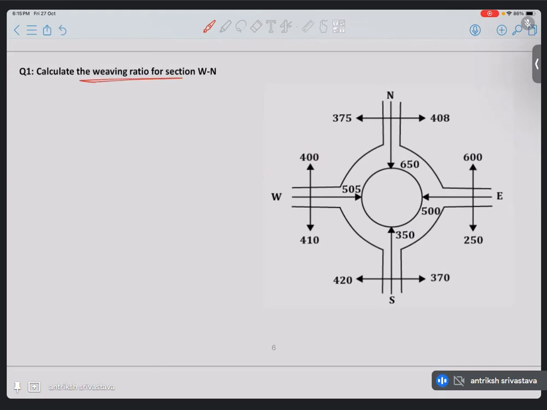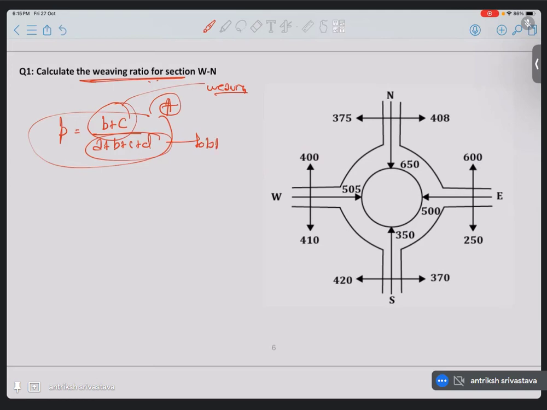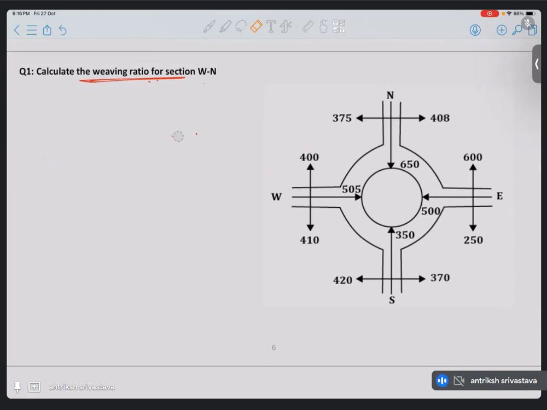Okay, so what is weaving ratio? You may be remembering that there is a formula, B plus C over A plus B plus C plus D, where we are told that B plus C is the weaving traffic and A plus B plus C plus D is the total traffic. We are not going to look at this formula. We are going to solve this conceptually and with a little bit of a trick so that we stop getting scared by this formula.